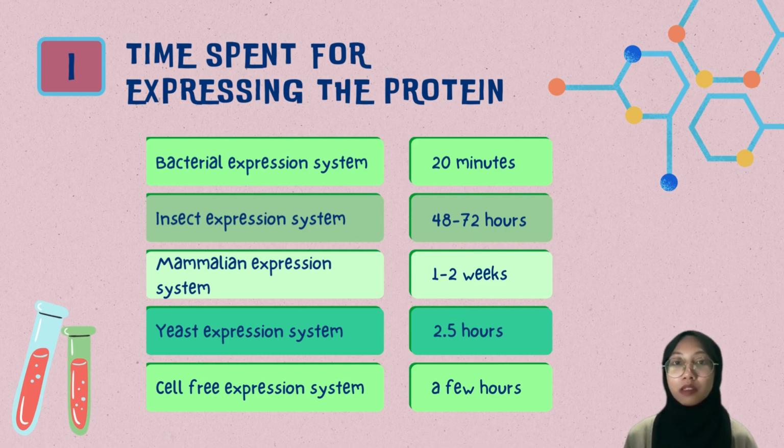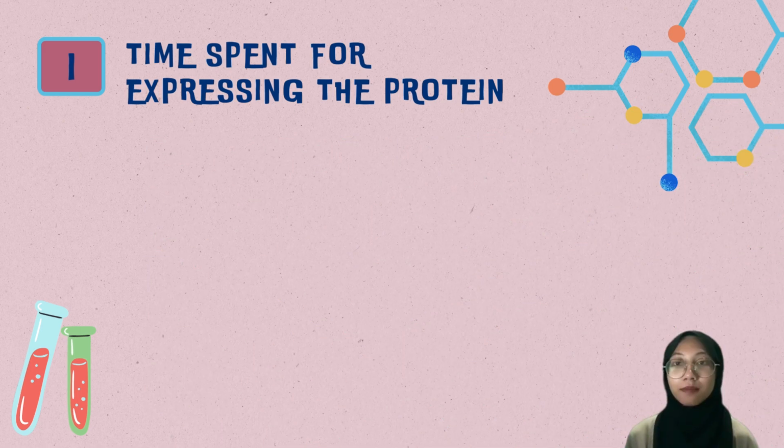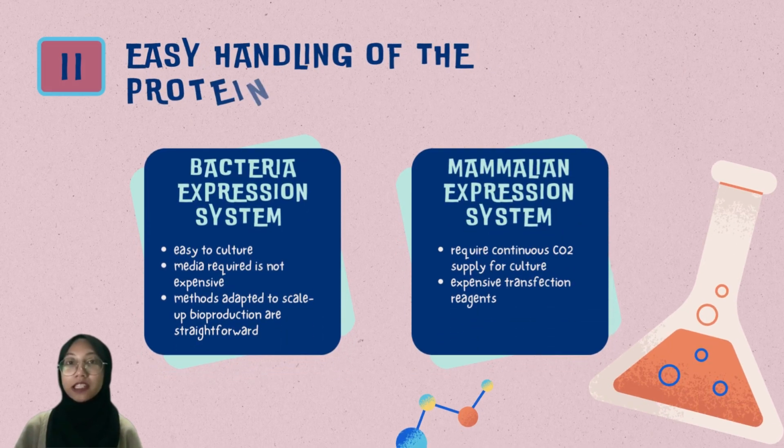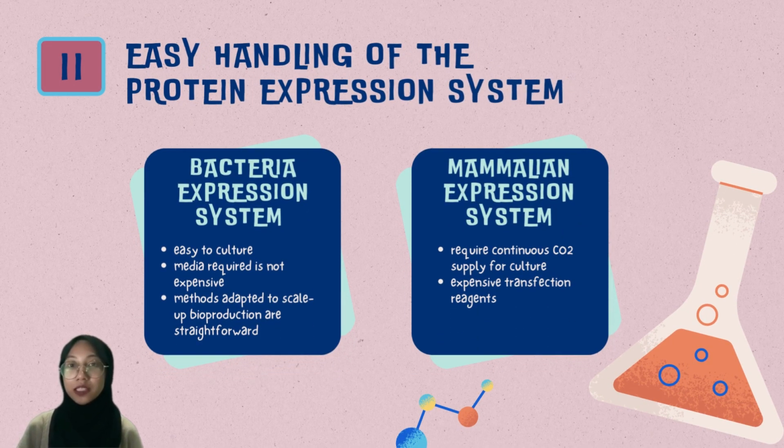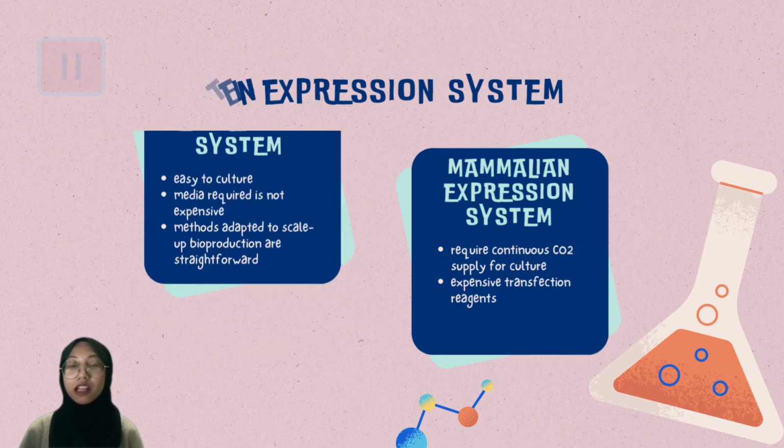As shown in the table, bacteria act as a rapid system for expressing protein due to their short doubling time, which is 20 minutes. The second factor to be considered is the easy handling of the protein expression system. Bacteria is one of the easy expression systems because it's easy to culture, the media required is not expensive, and the methods adapted to scale up bioproduction are straightforward. Compared to that, the mammalian expression system requires a continuous carbon dioxide supply and also requires expensive transfection reagents.